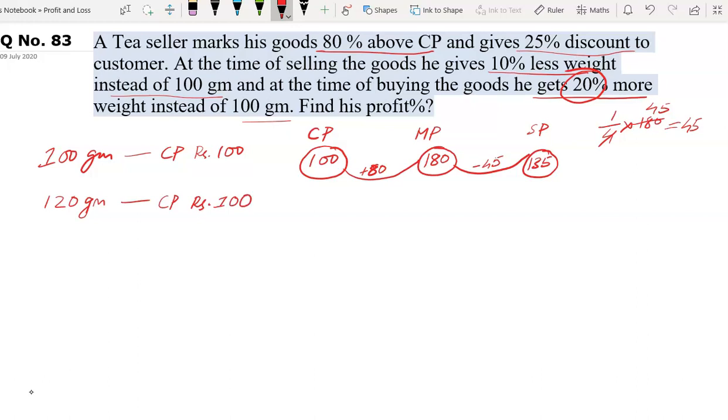Now at the time of selling the goods, he gives 10% less weight instead of 100 gram. So 10% less weight means 100 minus 10. So 100 minus 10 will give us 90 gram. So while selling, he is selling only 90 gram, and his SP is how much? SP is 135.